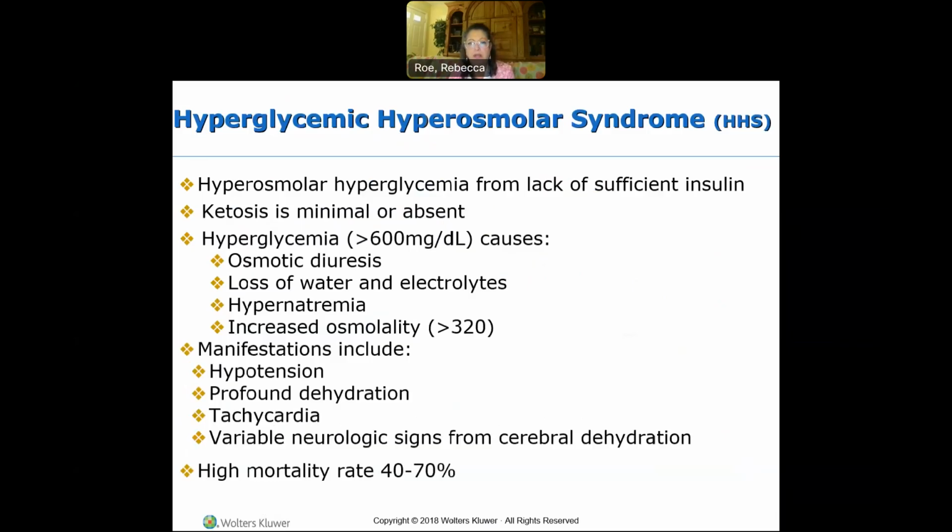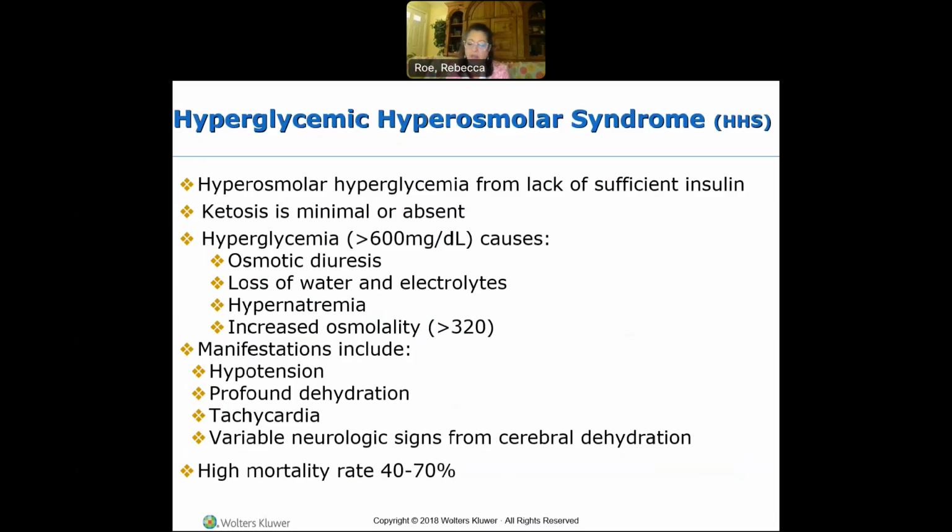So let's look at the hyperglycemic hyperosmolar syndrome. This is a metabolic disorder where there is an insufficient amount of insulin related to undiagnosed diabetes or those who have type 2 diabetes. Now, this is different than DKA because you have hyperglycemia that's greater than 600 milligrams per deciliter, but you don't have any ketone spillage, all right?